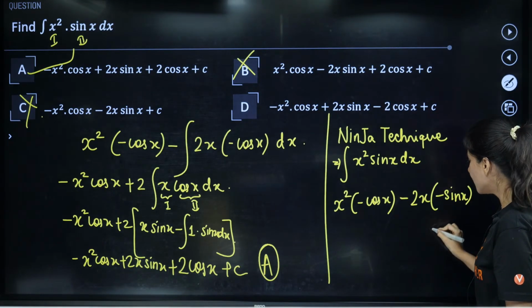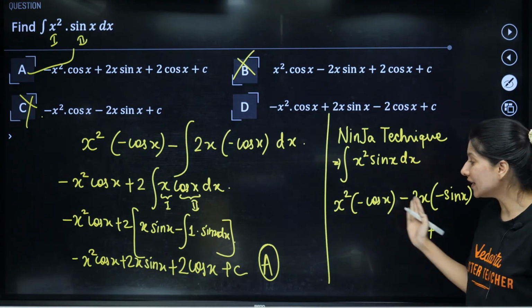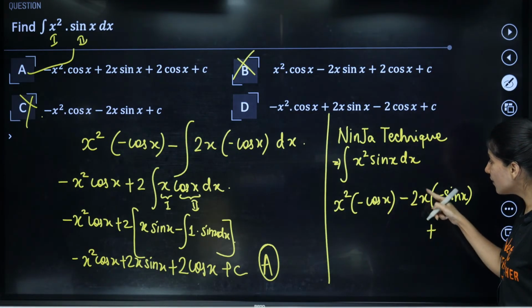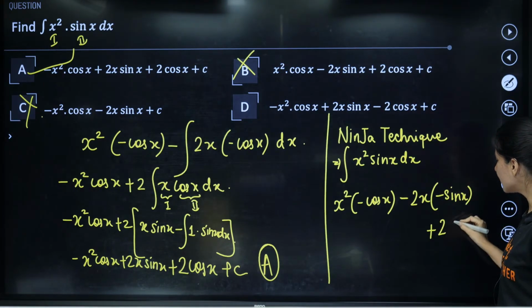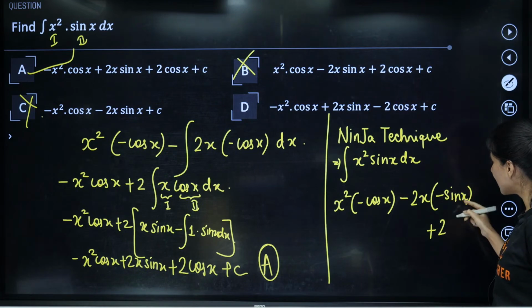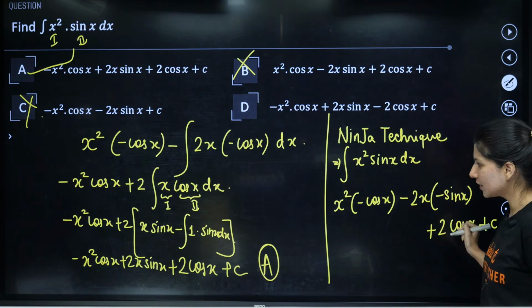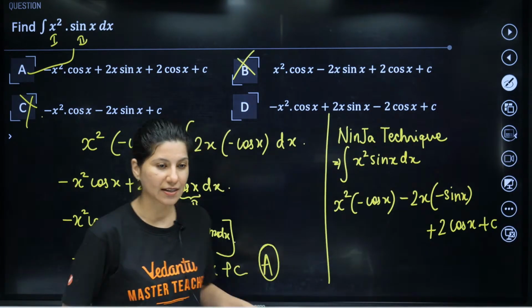Correct? So now plus sign. So alternate plus minus sign you can see now. Differentiation of this will be 2, and integration of this minus sin x will be plus cos x. That's it, plus constant. So clearly this is the correct answer.